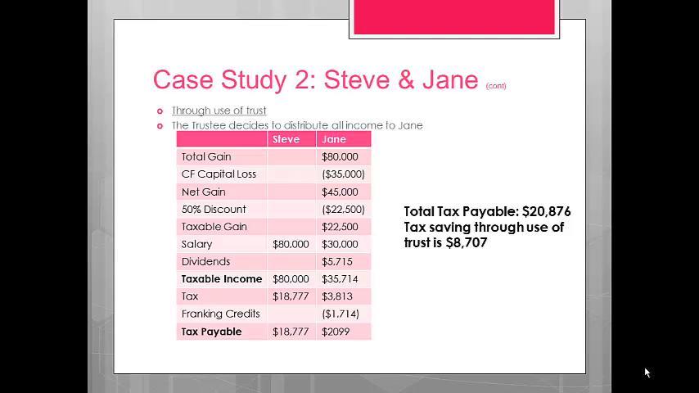We end up with taxable income of Steve of $80,000 and taxable income of Jane of $35,714. So after tax and franking credits, their total tax payable is $20,876, or they've saved just under $9,000 through using a trust to hold that appreciating investment property.